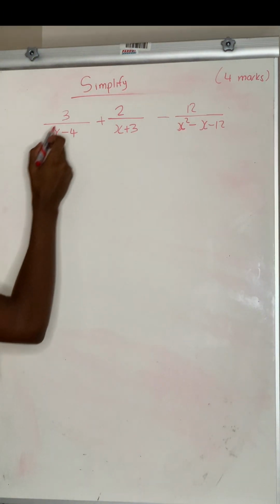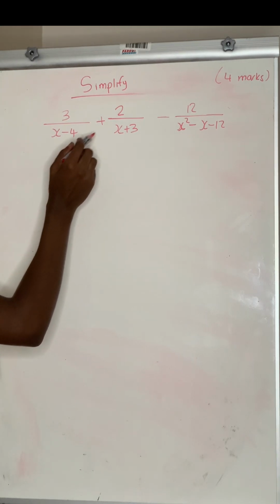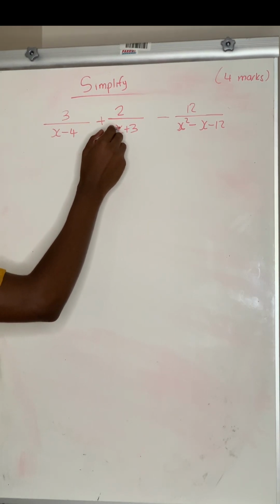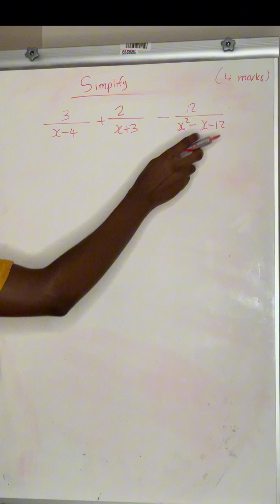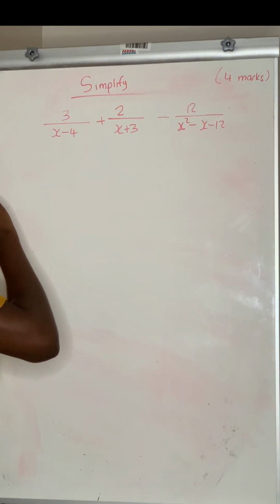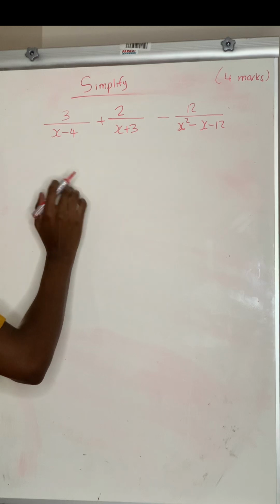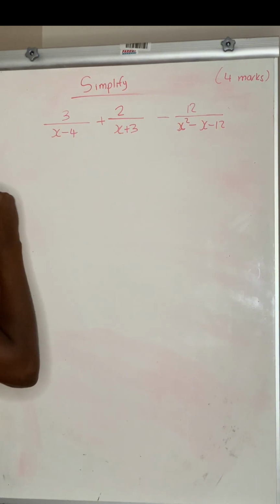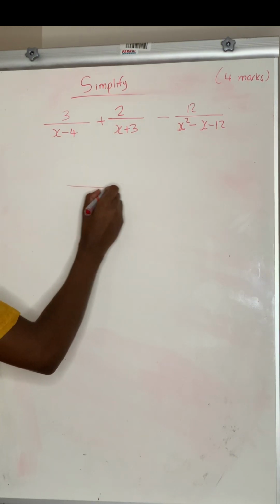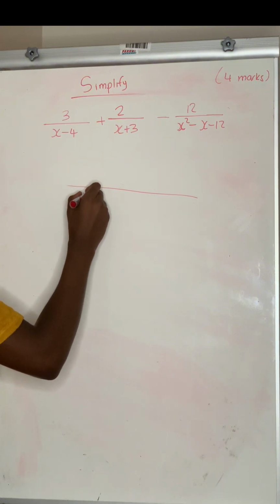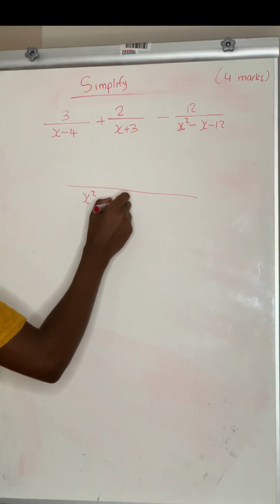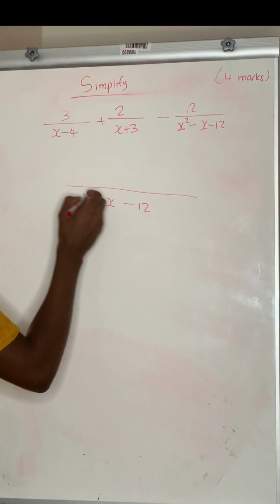This is a very interesting question. We're asked to simplify 3 all over x minus 4 plus 2 all over x plus 3 minus 12 all over x squared minus x minus 12. So over here we have something that we call our LCD, which is our lowest common denominator. And in this case, it should be x squared minus x minus 12, okay?